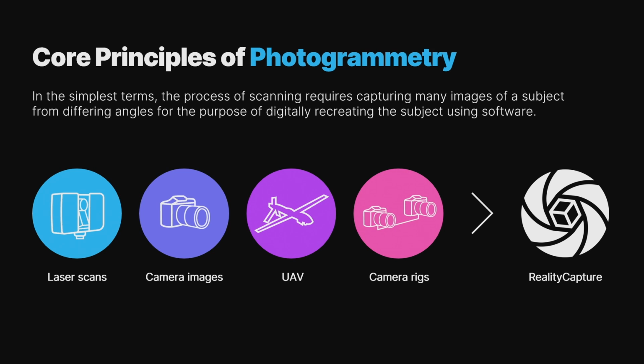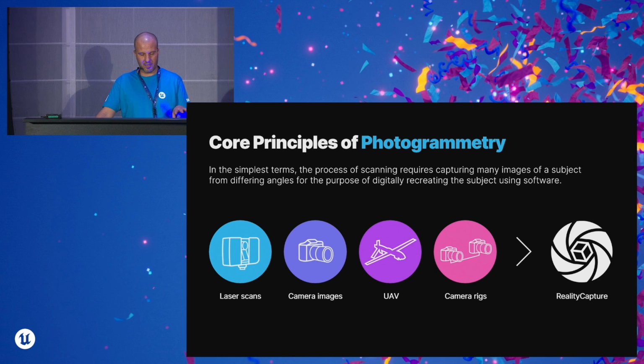So core principles of photogrammetry. In the simplest terms, the process of scanning requires capturing many images of a subject from different angles for the purpose of digitally recreating the subject using software. So essentially, the last three there are the same thing, but we also take laser scans as inputs.